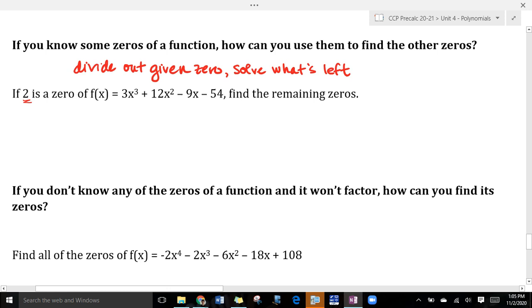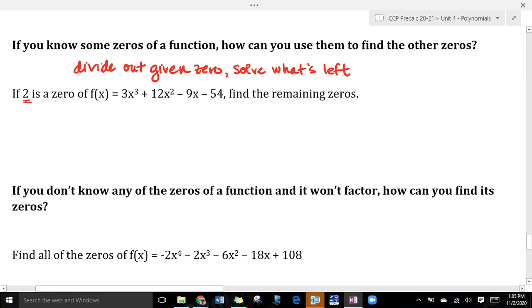Okay, now remember, if something is a given zero, that means it came from a factor of that polynomial. So if something has come from a factor of that polynomial, there should be no remainder when we divide it out. So that's one thing that you can look out for. When you do your division, whether you choose synthetic or long, you should have no remainder if I had actually given you a zero of the function. Okay, so just a nice little check there.